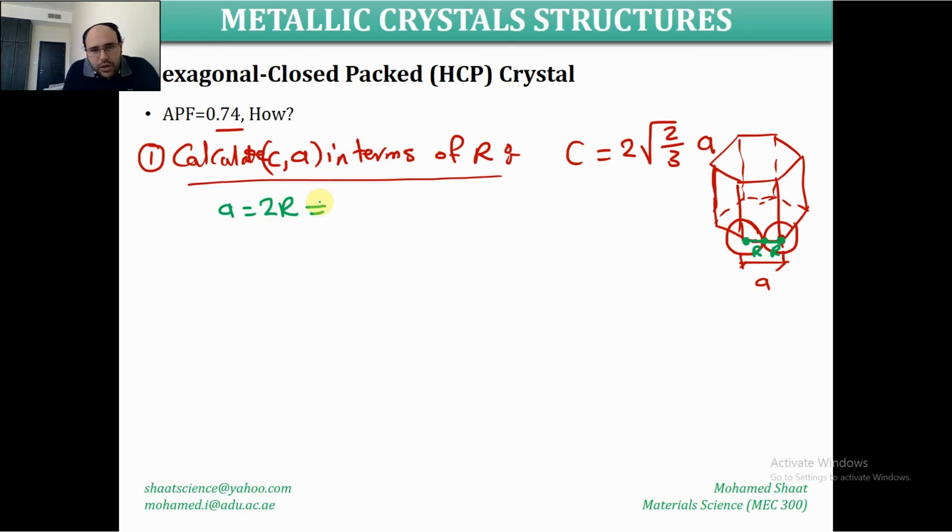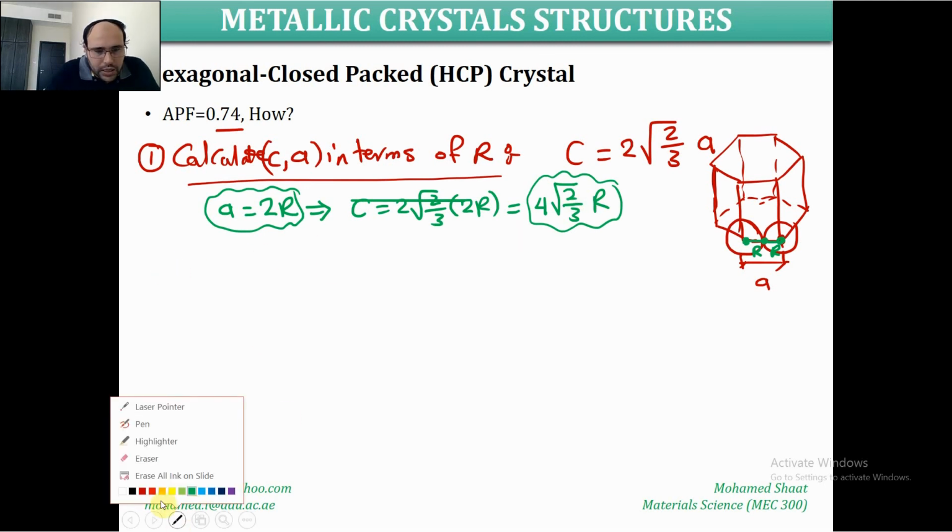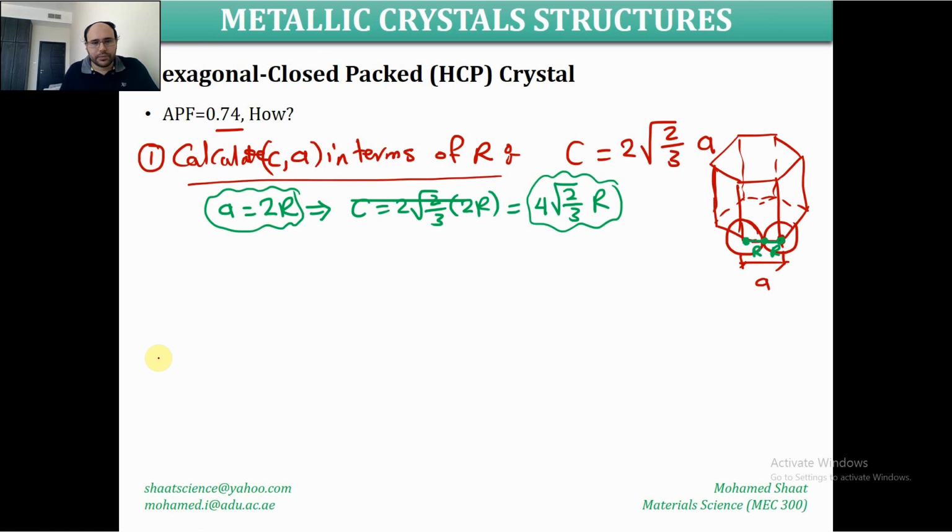So this is A in terms of R. In the meanwhile, we have C equals 2 square root of 2 over 3 A, and we just substitute in this relation times 2R. This is going to give us in total C equals 4 square root of 2 over 3 R. So this gives us C in terms of R and A in terms of R, and this is the first step. Make sense? Now let us move to the second step.